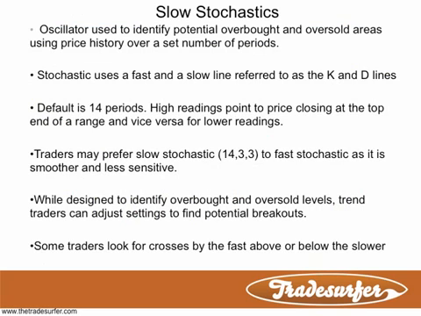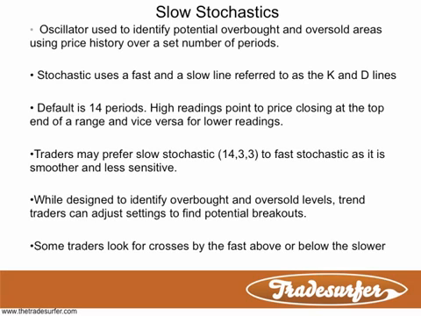Now I've mentioned here slow stochastics. Slow stochastics is just a slowed down version versus fast stochastics, and I think a lot of traders like to use this because it's smoother and less sensitive to near-term price changes. It's an oscillator and it's used to identify potential overbought and oversold areas using price history over a set number of periods. Generally the default is going to be 14 periods. But it uses a fast and a slow line referred to as the K and the D lines.